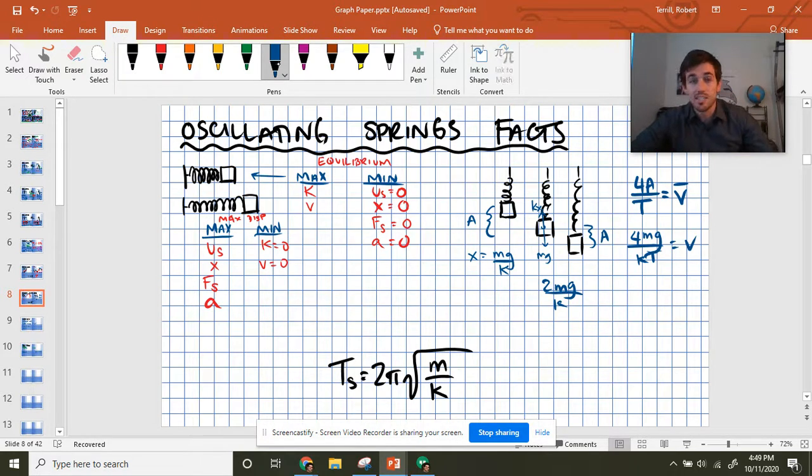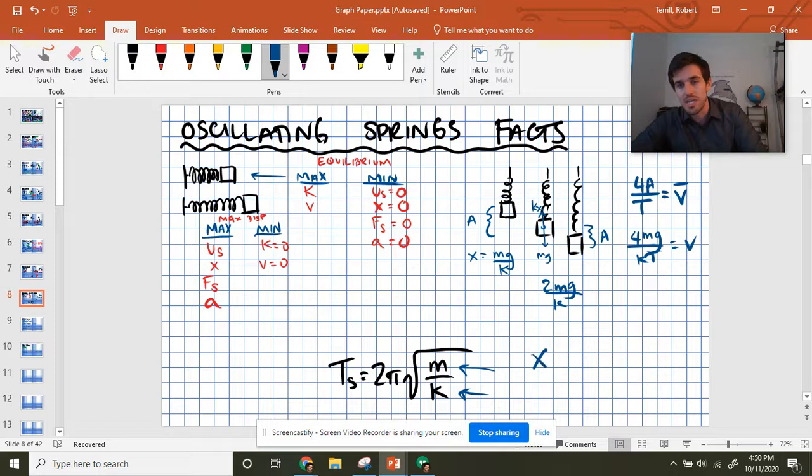Last thing to talk about is the period of a spring oscillator. Remember that it is based off of the mass. As mass increases, period increases, but not in a linear relationship. There's a square root there, so if the mass doubled, the period would only go up by the square root of 2, but if the mass quadrupled, the period would go up by 2, and so on. It's also based off of the spring constant. So as the spring constant goes up, the period goes down. If the spring constant went up by a factor of 2, the period would go down by a factor of 1 over the square root of 2, and so on.